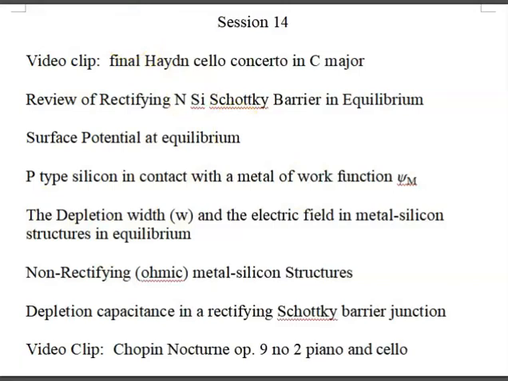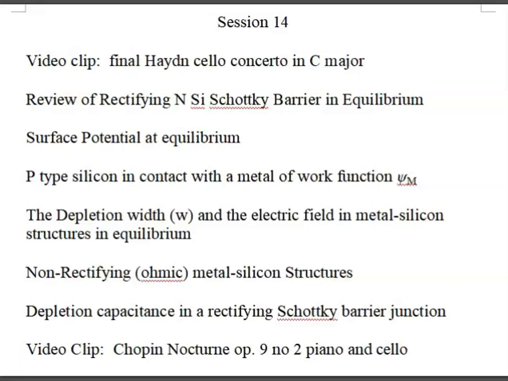Okay, so these are some of the topics I'll be covering today. We're going to have a little bit of a review because last time there was a lot of new material and it may have been a little bit intimidating. So we're going to review the N-type silicon Schottky barrier, which is rectifying, and we'll explain what that means again. Then we'll look a little bit at the surface potential, and then we'll go to the main body of what we'll be covering today, which is P-type silicon in contact with a metal, which also will be rectifying.